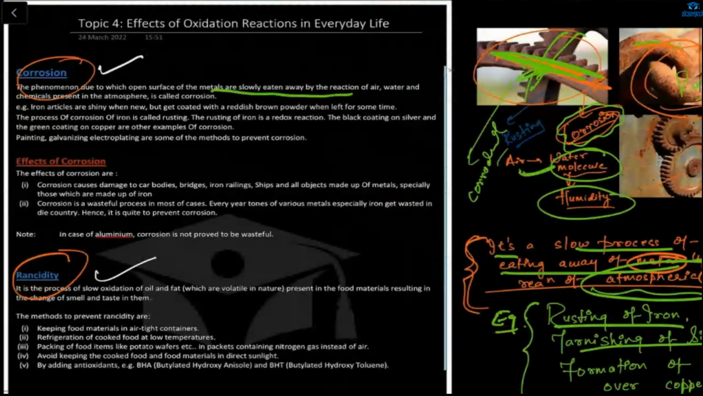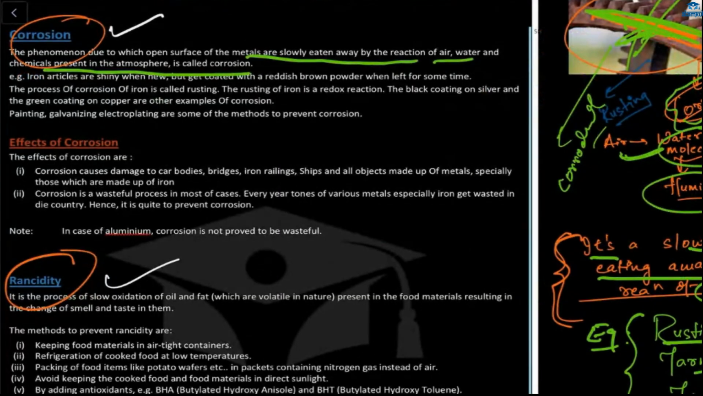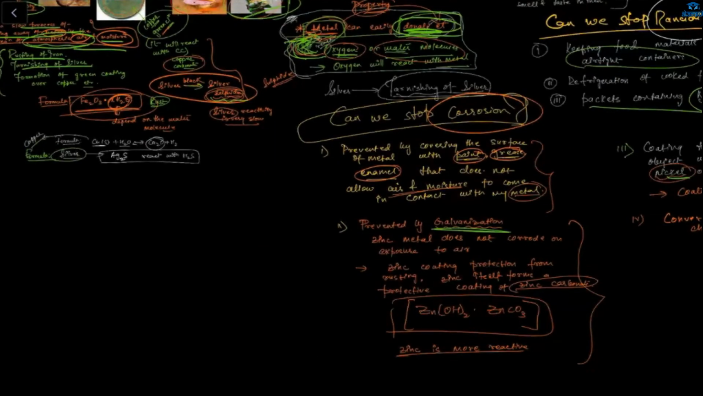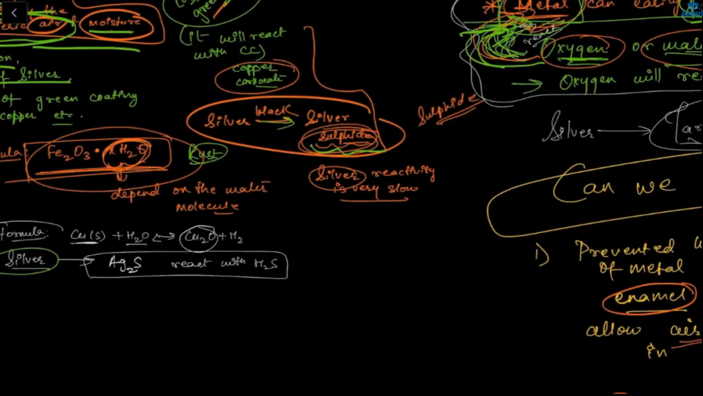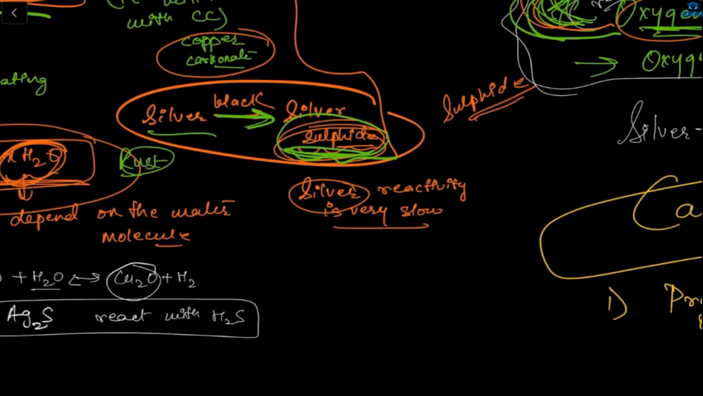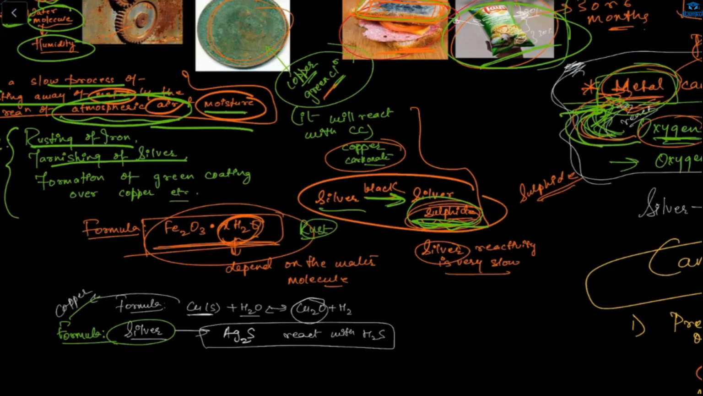Now, when metals are slowly eaten away by the reaction of air, water, and chemicals present in the atmosphere, this is known as corrosion. Example: iron articles are shiny when new, but get corroded with a reddish brown powder. That's also copper. Copper also. Sorry, this is the silver. Silver also turns black after 1 or 2 years. That's why our mothers go to the jewelry shop, and what does the shopkeeper do? They take off the sulfide from the silver, and again the silver starts shining.